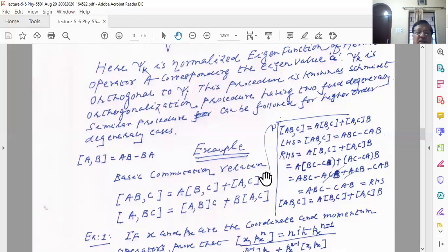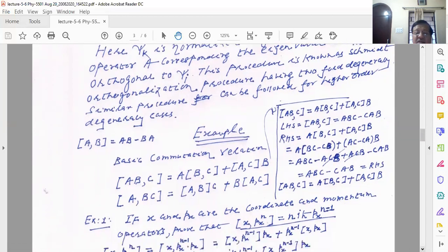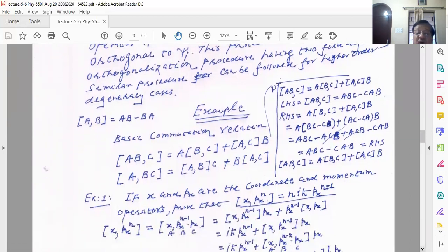So I request you that these two basic commutation relations you please remember, because we have to use them many times. Now there is another rule which we want to understand. If you have the operator x, this is operator x which represents the dynamical variable position x, and this is px, which is basically a momentum operator. This is basically representing the dynamical variable momentum.